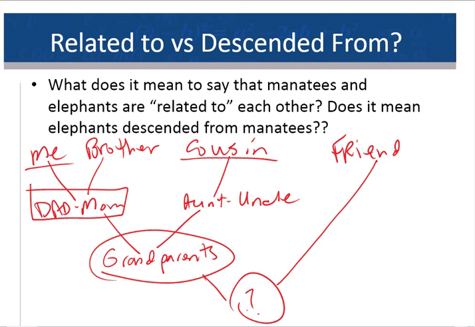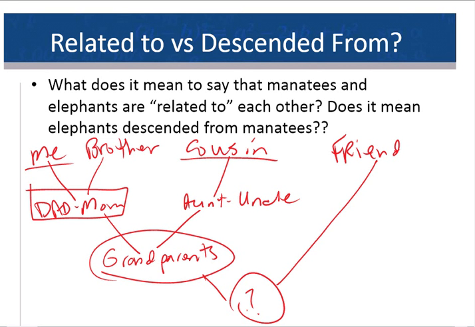Hopefully. So now, what about this question of descended from? Would it make any sense at all to ask if I'm descended from my brother? It makes no sense. How about my cousin? No, I'm not descended from my cousin either, even though I'm related to him. And I'm certainly not descended from my friend Doug, even though I am related to him as well. So hopefully that little illustration makes it clear to you there's a big difference between being related to a species and being descended from it.